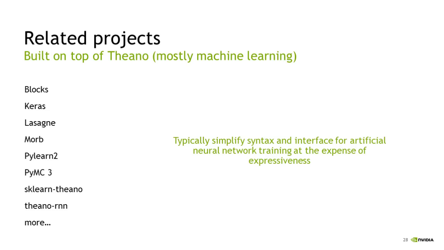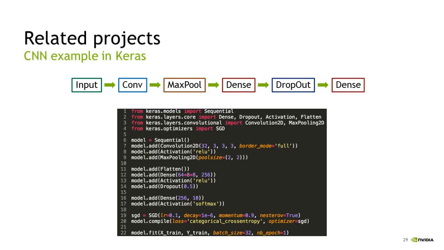And as I say, the objective of them is typically to simplify the syntax and the interface for artificial neural network training, but at the slight expense of expressiveness. So I have an example next of how you might define a convolutional neural network using keras. I've not chosen keras for any specific reason. This isn't a statement that we recommend it over any of those other libraries built on top of Theano. This is just one example, and I recommend you look at those other libraries and projects too. Most of them, I believe actually all of the ones listed there, are open source projects.